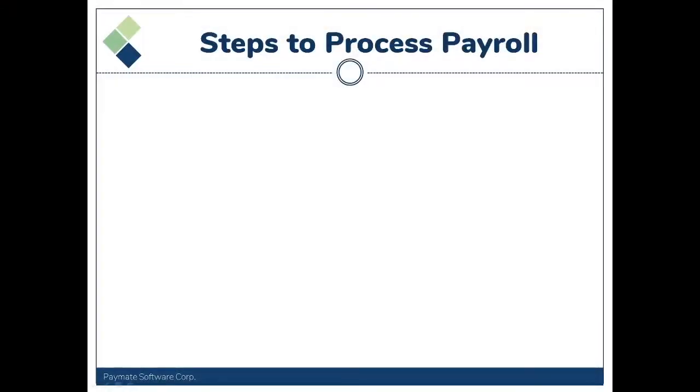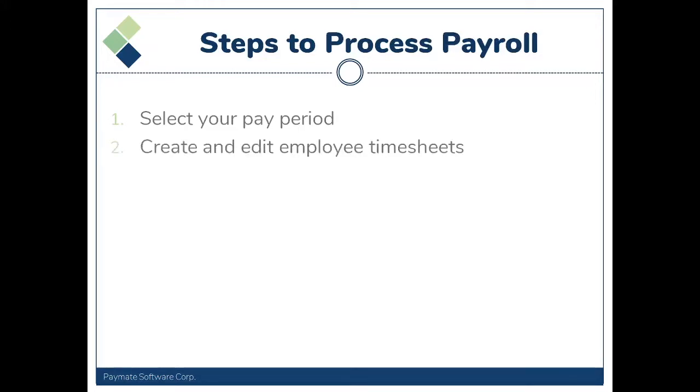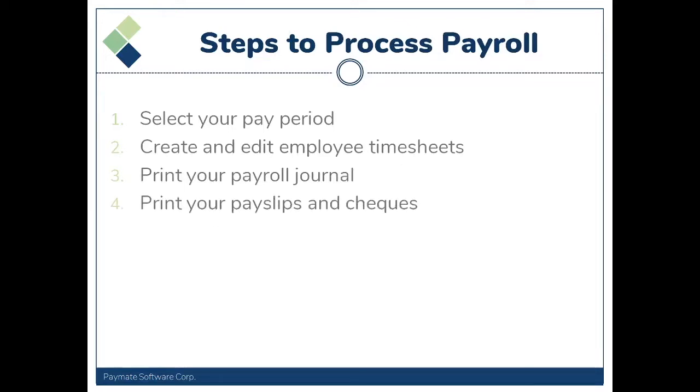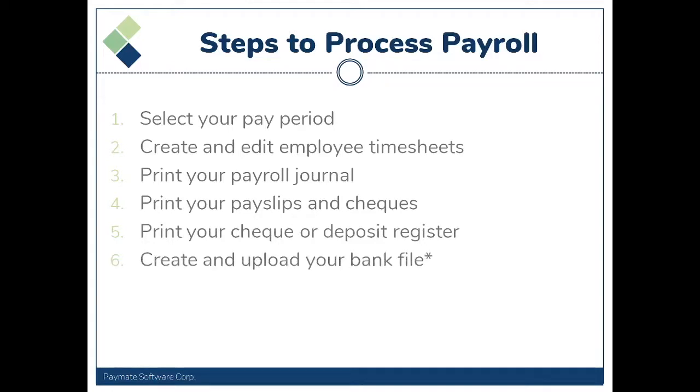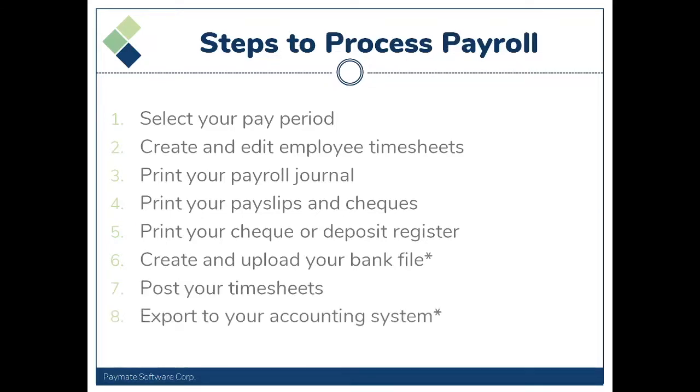Alright, now that we're ready to begin processing our payroll, let's go through the 7 simple steps we'll be walking through. 1. Selecting your pay period. 2. Creating and editing your timesheets. 3. Printing your payroll journal. 4. Printing your payslips and checks. 5. Printing your check or deposit register. 6. Create and upload your bank file. 7. Post your timesheets. And 8. Exporting to your accounting system. Let's go through these steps together.